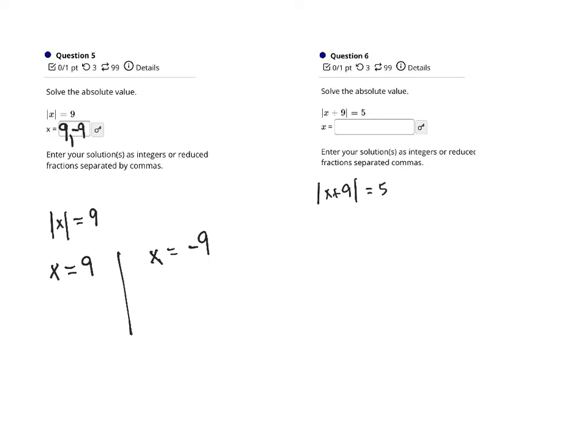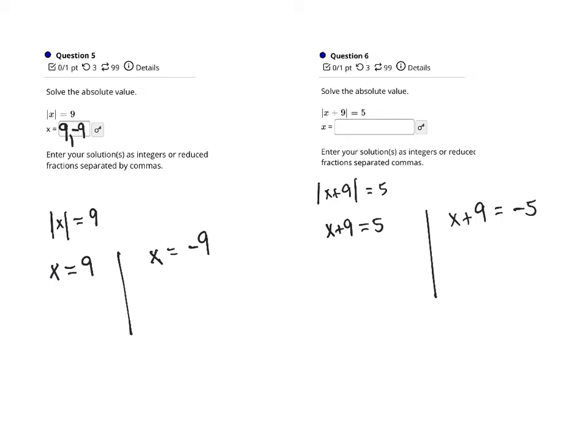Put whatever 9 and then comma, negative 9. Now that one was easy, but this one is a little bit more difficult because we have more than just x inside here. So we're going to do the same thing. The x plus 9 is isolated, and the 5 is on the other side. So I'm going to rewrite my x plus 9, no absolute value symbols, equals 5. Then my other problem is going to be x plus 9, but instead of equals 5, it's going to equal negative 5.